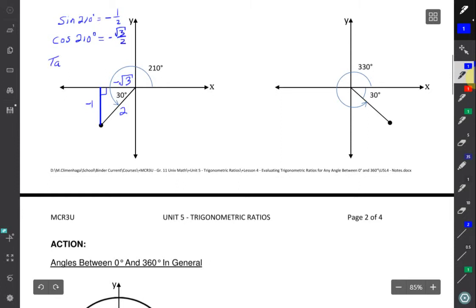The tan of 210 degrees is equal to the opposite over the adjacent, which is negative 1 over negative root 3, which works out to same sign, positive. So we have positive root 3.